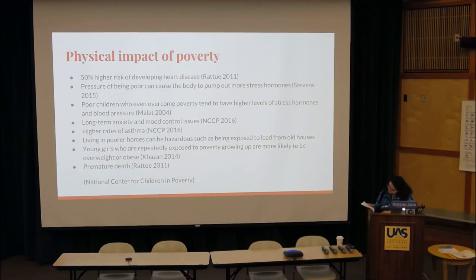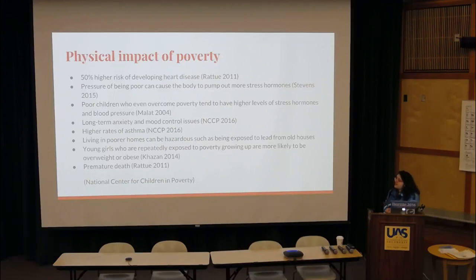And then they also have high blood pressure. There's long-term anxiety and mood control issues. So even though they're probably out of poverty, they're still having anxiety about where their next meal is coming from, how much money they have to save, what they have to do in order to not go back to where they were. So a lot of people actually have a lot of anxiety about that issue.